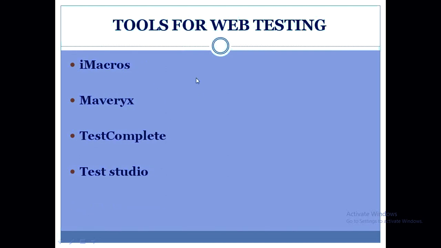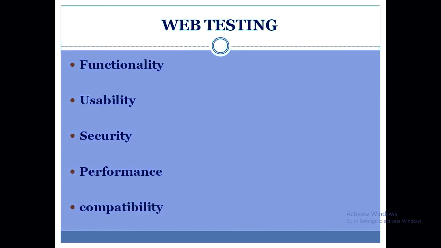What tools can you use for web testing? These are just tools that you can use. If you have games on your web, you have to test those games. So you can use iMacros. There is Mavericks, there is Test Complete, there is Test Studio. There is a whole range of these web testing tools, but these are just a few that I've listed over here. You can use these tools to test your website, and you can find more information when you search for website testing tools. Each tool is different in how it functions, but these tools are really important when you are testing your website.